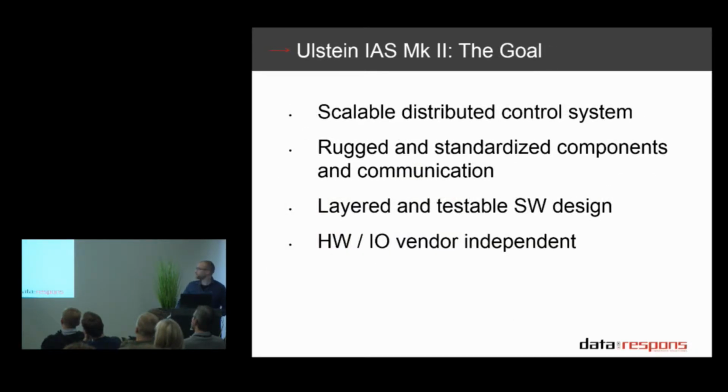So what I set out to do was to make a scalable distributed control system that used rugged and standardized components and communication, with a layered and testable software design, which was hardware I/O independent. So that was kind of ambitious. They also wanted to do it in a very short amount of time, and they don't have that big a developer base themselves. So hence, as Data Respons as well, you also have to start thinking, what can we buy that is already working?